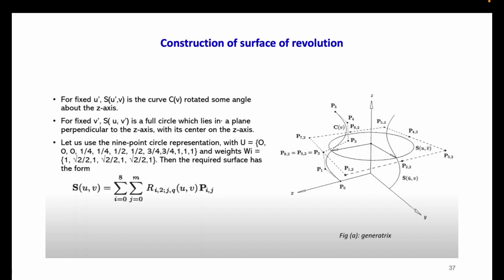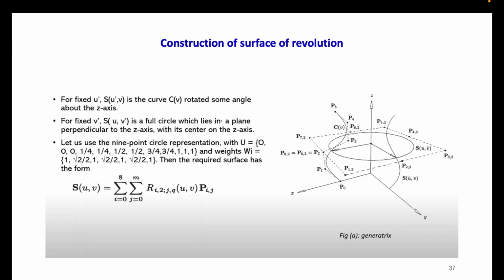Next, here I'm going to show you the construction of surface of revolution. On the right you can see the figure. For a fixed u', S(u', v) is the curve C(v) rotated some angle about the z-axis. For fixed v', S(u, v') is a full circle which lies in a plane perpendicular to the z-axis with its center on the z-axis.